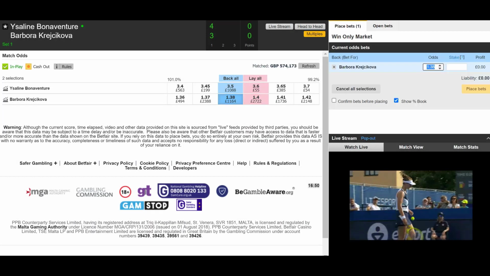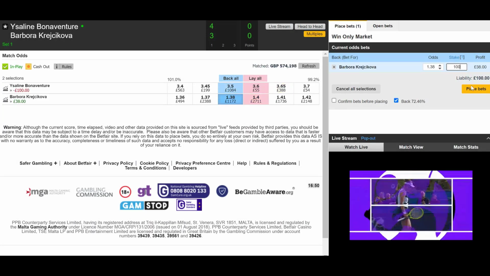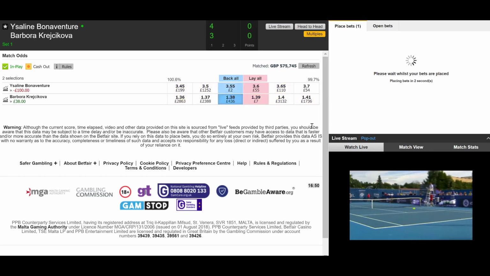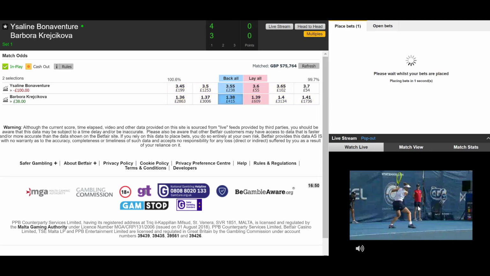So we're going to back Barbara here in this one, at a price of probably 1.38. Let's just try and get matched as soon as possible. We're going to go in there with £100, okay?